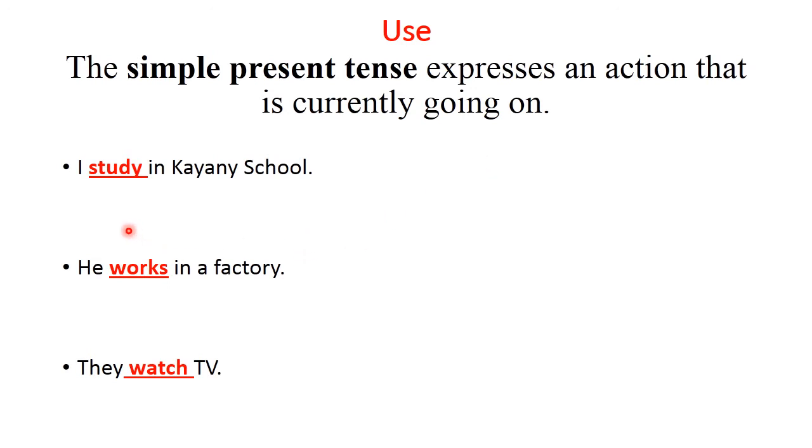The first one, I study in Kayani school. This sentence expresses an action that is currently going on. So I am now in Kayani school. I am not in another school. Number two, he works in a factory. Do you remember the agreement s when we have he or she or it? So here we have the agreement s: he works in a factory. Number three, they watch TV. This is something currently going on.